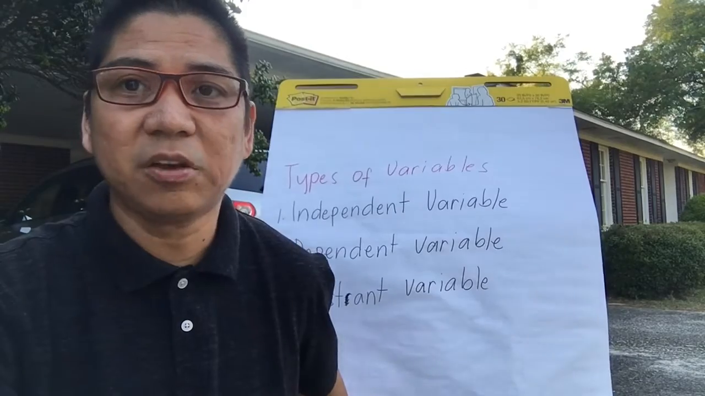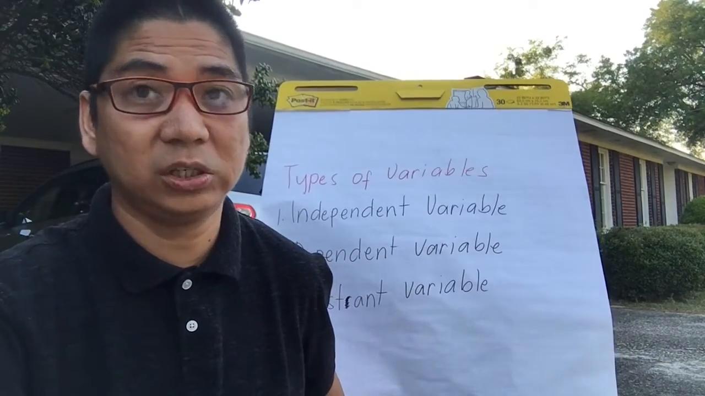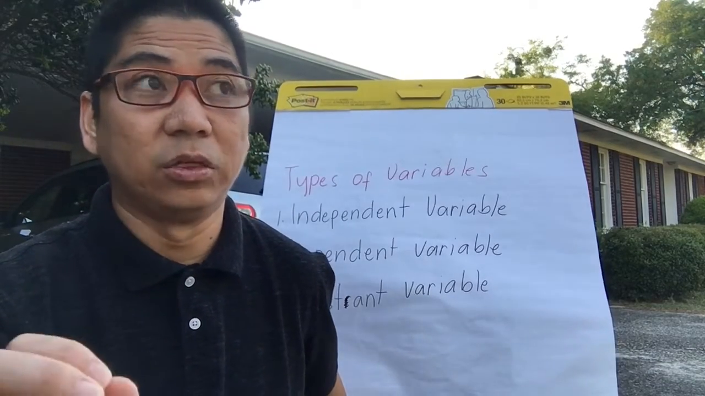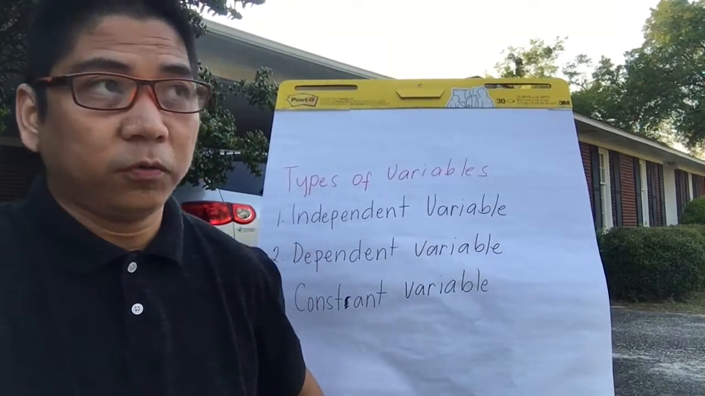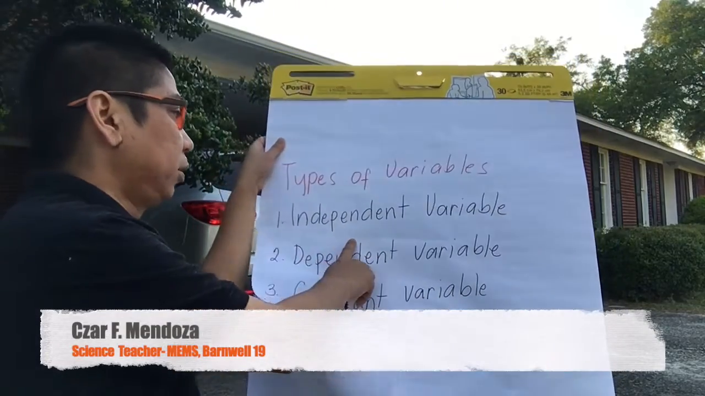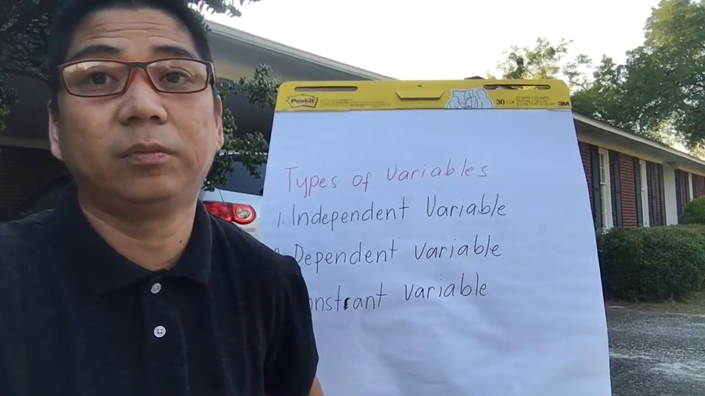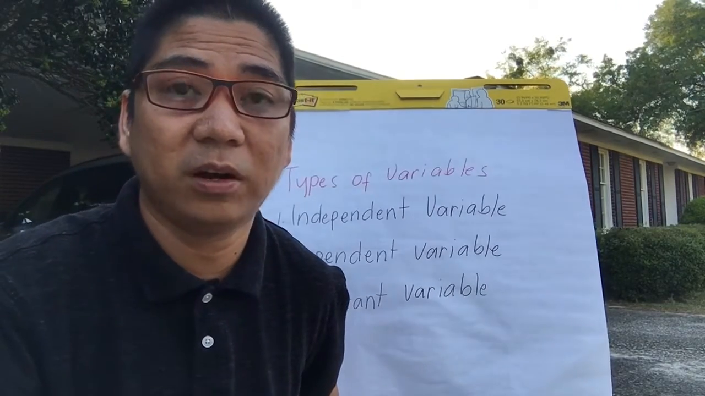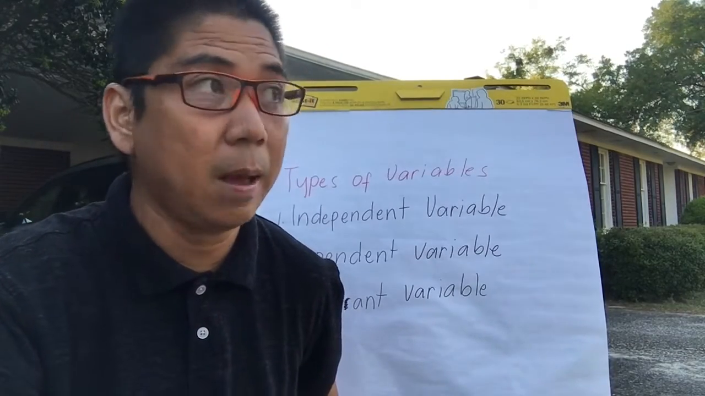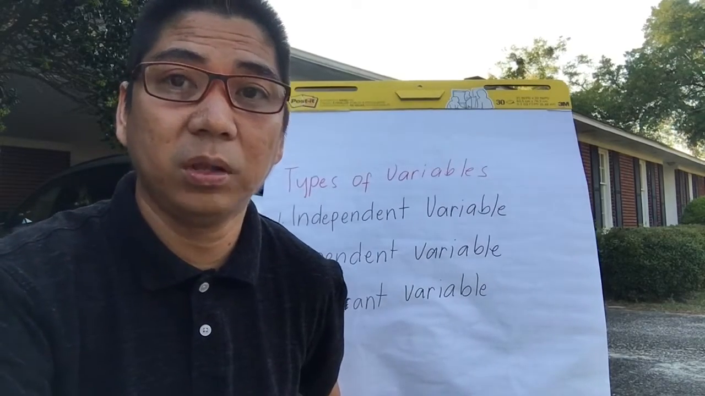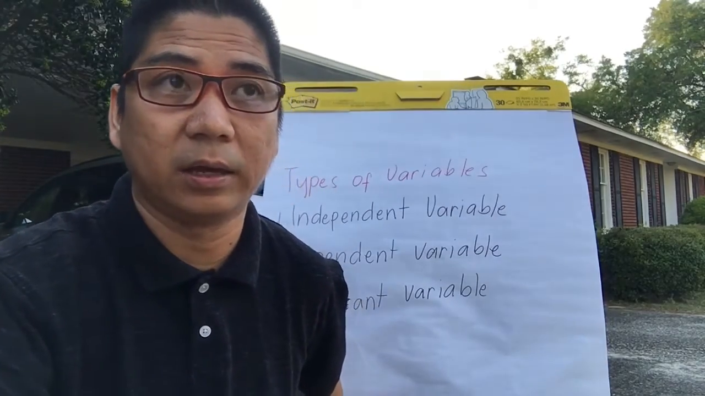Alright, a variable is any factor that may be changed or that is changed during the experiment. And during the experiment, we have the types of variables. First, we have the independent variable. The independent variable, which is the first type of variable, is the type of variable that is manipulated or that is changed during the experiment. Because of the change of this variable, it may cause something to be changed as well, like cause and effect.